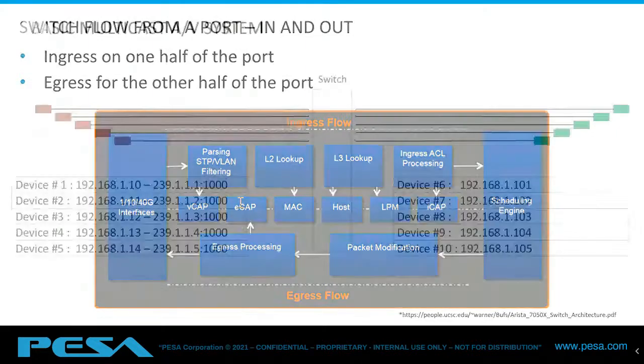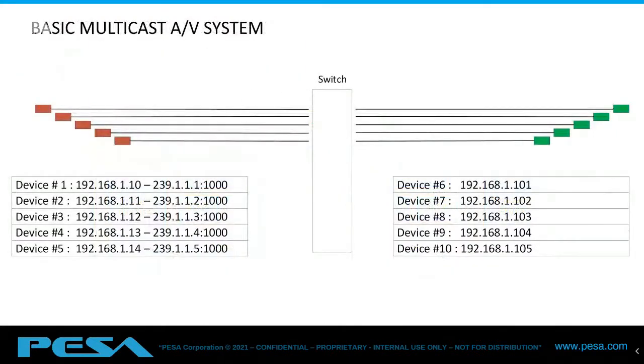A very simple broadcast system I've chosen here to illustrate is 5 transmitters on the left and 5 receivers on the right. I started with devices 1, 2, 3, 4, and 5 on the left, and I have 6, 7, 8, 9, and 10 on the right. Now, you'll note the transmitters have the multicast address, but the receivers do not. That's because the receivers don't emit. They only receive, so they only have to call out which ones they want.